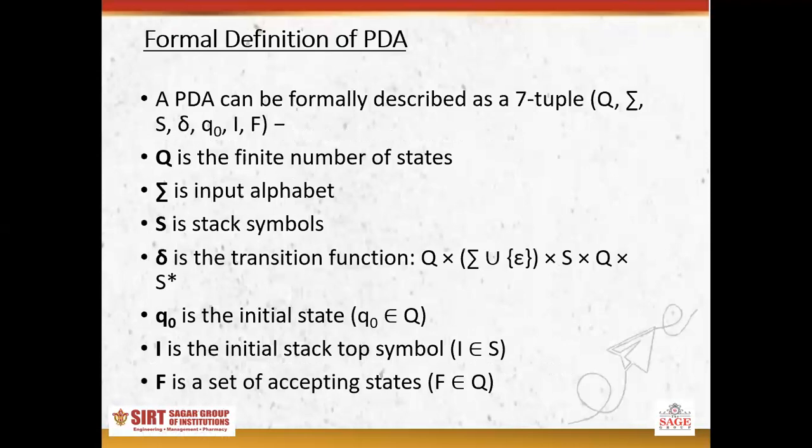Formal definition of PDA. A PDA can be formally described as a 7-tuple: Q, sigma, S, del, Q0, I, and F. Q is the finite set of states. Sigma is the input alphabet. S is the stack symbols. Del is the transition function. Q0 is the initial state. I is the initial top of the stack symbol, and F is the set of final accepting states, where F is a subset of Q.